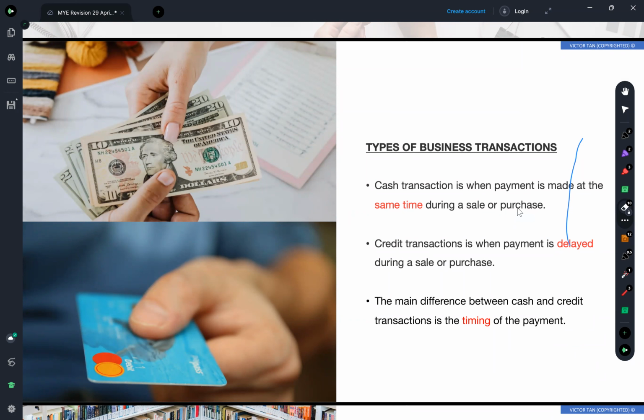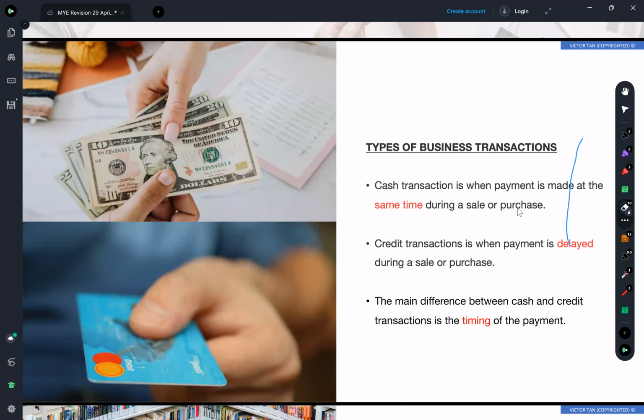So you can see for cash transactions, it's like, for example, you go to McDonald's and you buy a filet fish burger meal. So you pay cash, you pay $10, you get a change. So payment is made at the same time during the sale or purchase. Actually these notes are from the PowerPoint slides that I prepared.